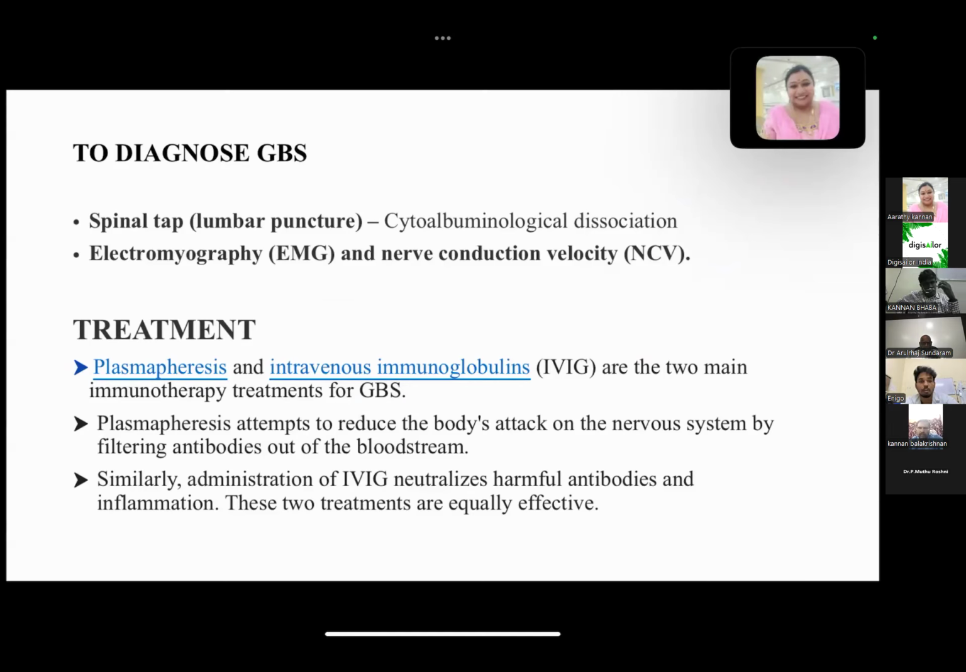Coming to the treatment part, we can do plasmapheresis or give IVIG. These are the two main immunotherapy treatments for Guillain-Barré syndrome. Plasmapheresis attempts to reduce the body's attack on the nervous system by filtering the antibodies out of the bloodstream. Similarly, administration of IV immunoglobulin neutralizes harmful antibodies and inflammation. These two treatments are equally effective.